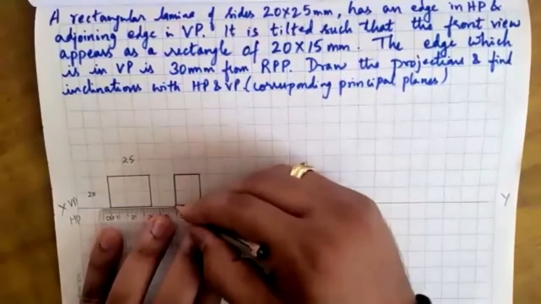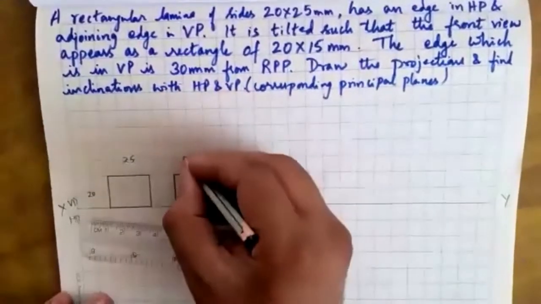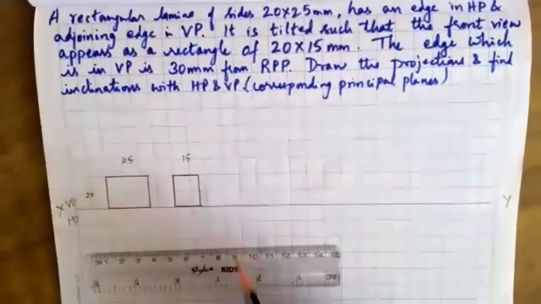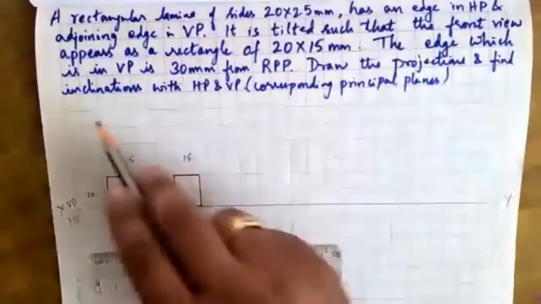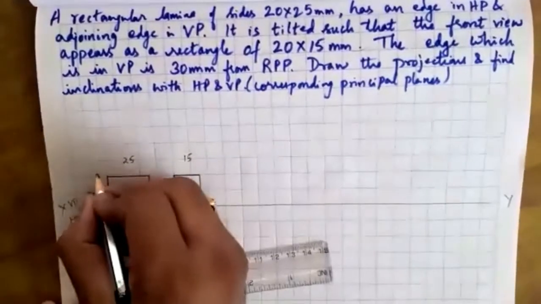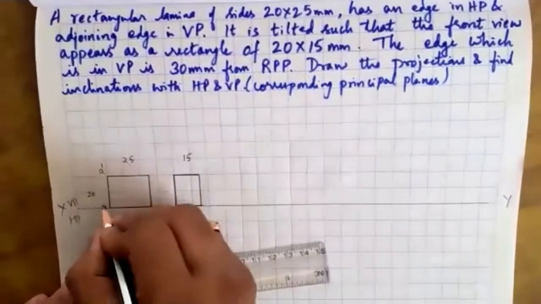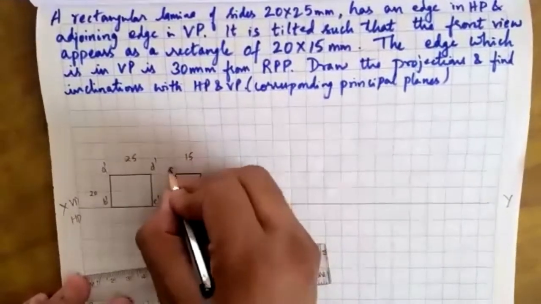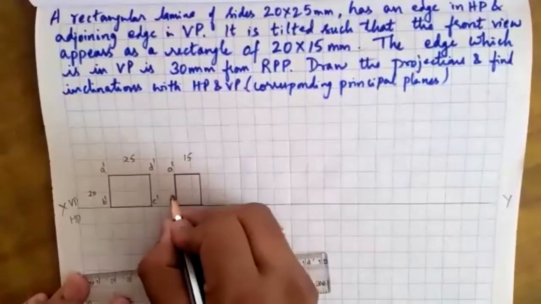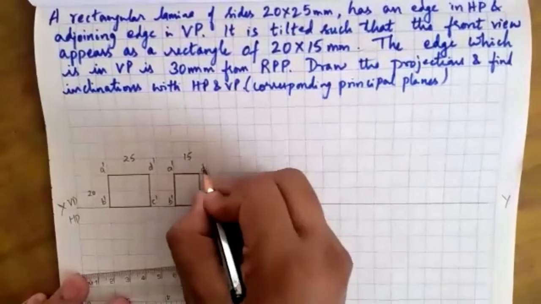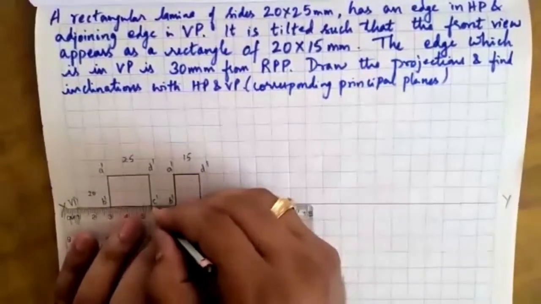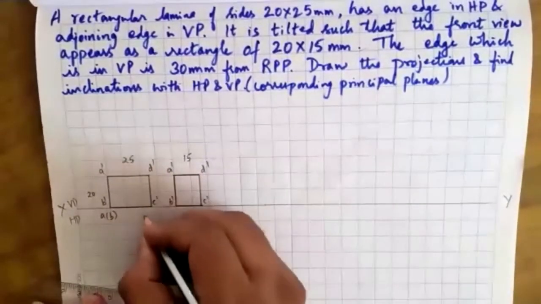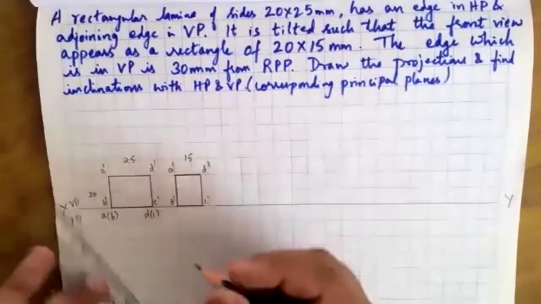It is tilted like this such that the front view is appearing as a rectangle of 20 by 15. The edge which is in VP. So now I'll start naming it A dash, B dash, C dash, and D dash. So the top view will be here itself, with A B and D C on the XY line.